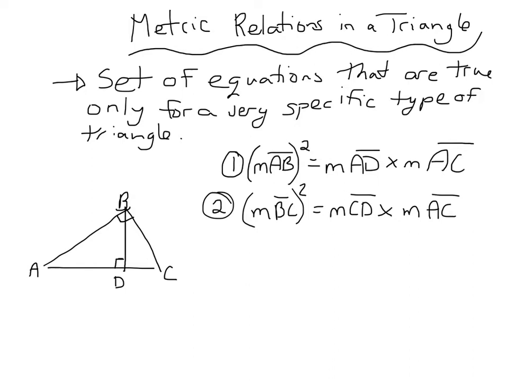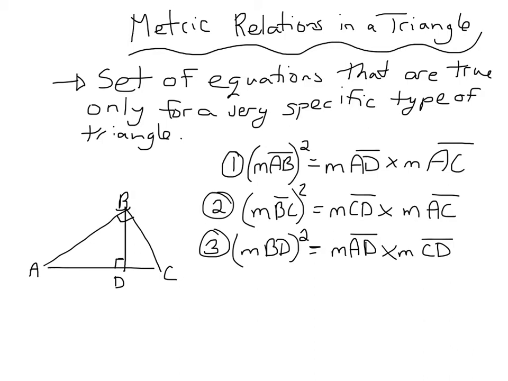There are two other equations. The third one: the measure of BD squared equals the measure of AD times the measure of CD. That's our third equation. So BD squared, AD, CD.